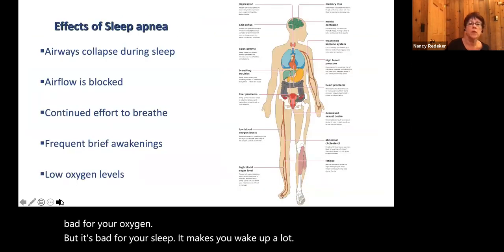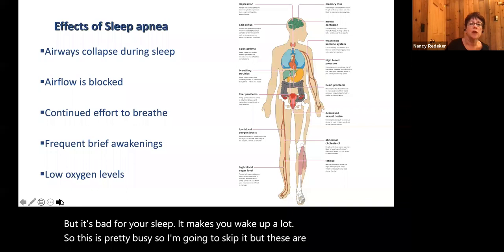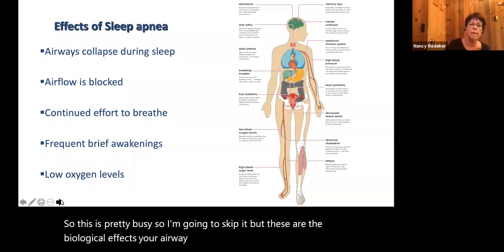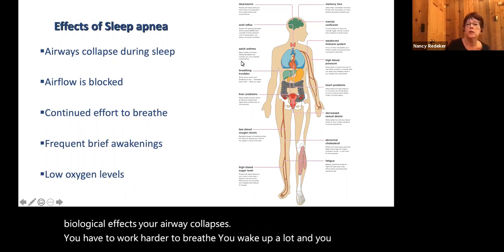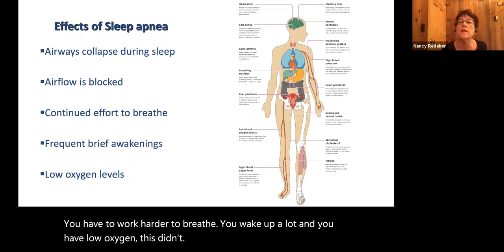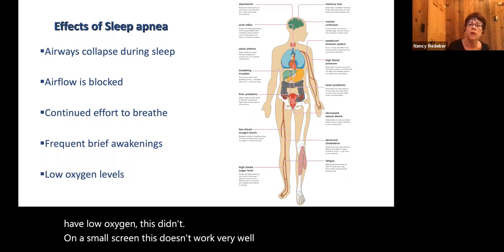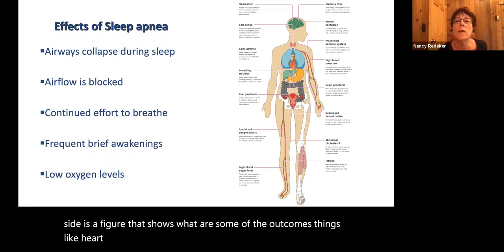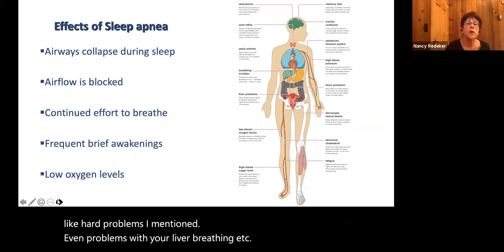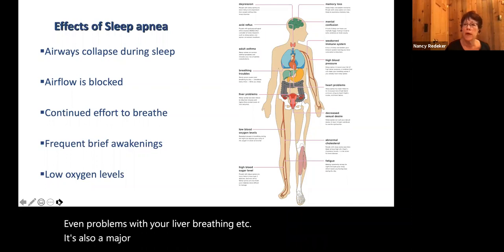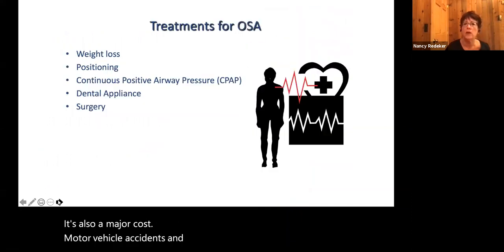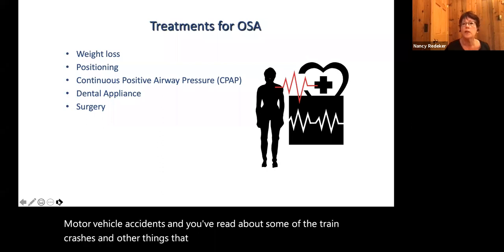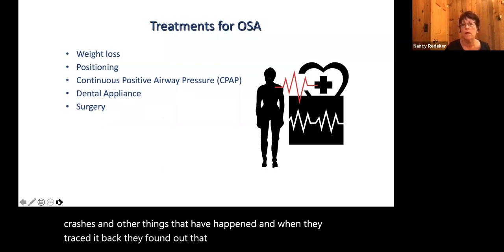So this is pretty busy, so I'm going to skip it, but these are the biological effects. Your airway collapses. You have to work harder to breathe. You wake up a lot and you have low oxygen. On a small screen, this doesn't work very well, but the right-hand side is a figure that shows some of the outcomes. Things like heart problems, I mentioned, even problems with your liver, breathing, etc. It's also a major cause of motor vehicle accidents, and you've read about some of the train crashes and other things that have happened. And when they traced it back, they found out that the train operator had this problem.